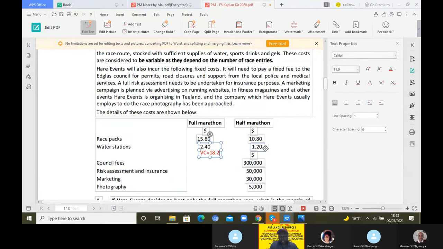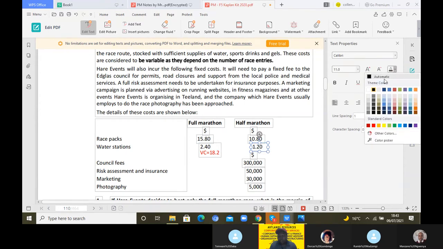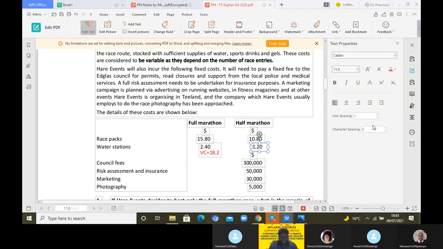And then here, what do you have as variable cost on this one? On the half marathon, they are saying race packs and water stations. So VC equals 12. Half marathon, VC is 12.